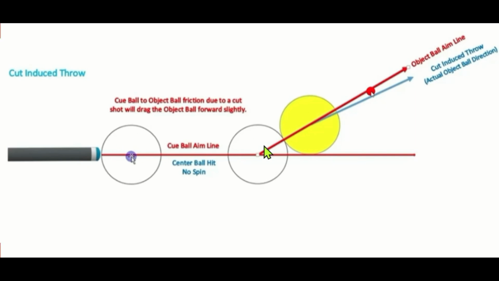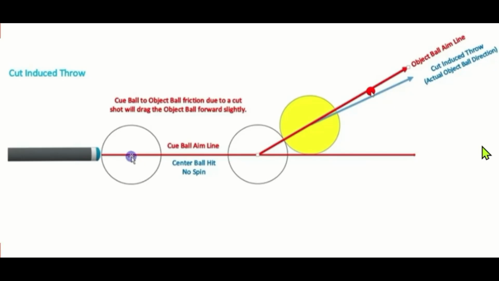When a cue ball passes by an object ball with no side spin, this could be with top spin or stun or draw, as long as there's no side spin, when the cue ball touches the object ball, it creates friction here that pulls the object ball in the direction of the cue ball. So rather than the object ball going in the line of centers, which you think it mathematically would, it is actually thrown off course by the friction that's here. So this is called cut-induced throw.